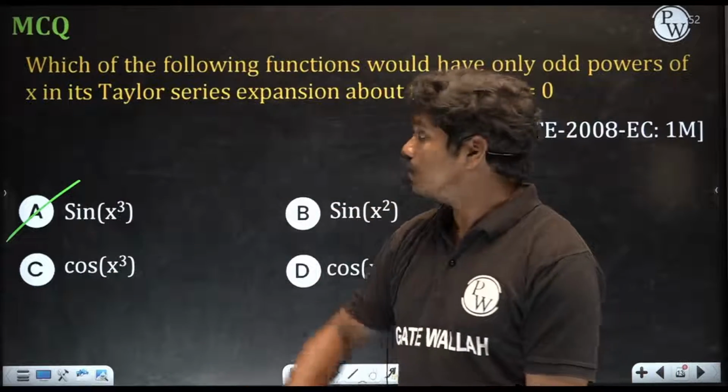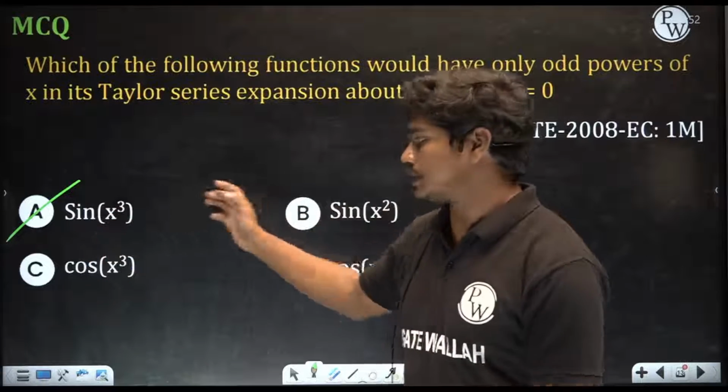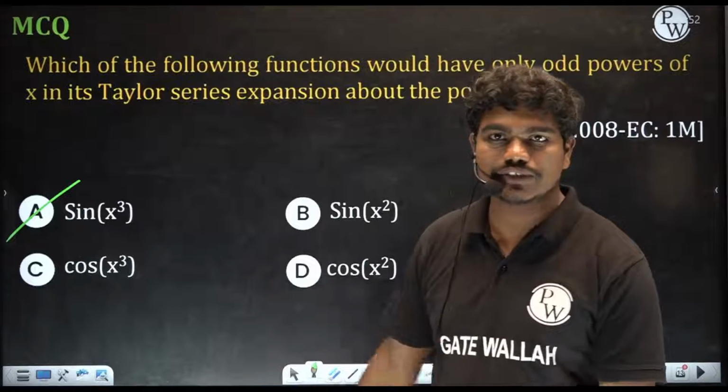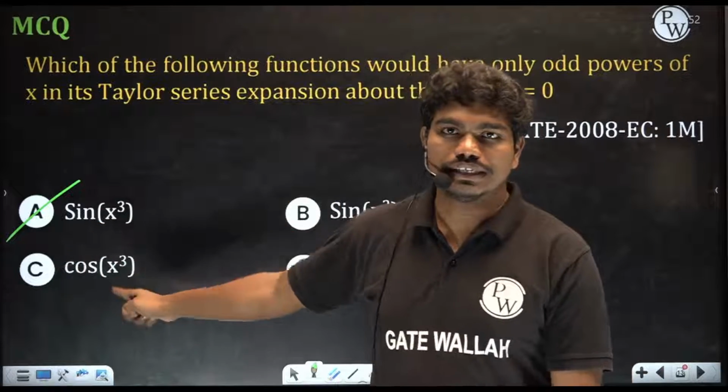You may have a doubt: when t is 0, how are these things 0? Because if you put x cube equal to 0, that means x equal to 0 in all these options. Similarly, when x square is equal to 0, x equal to 0. So the same Taylor series expansion could hold good for all these things. Thank you.